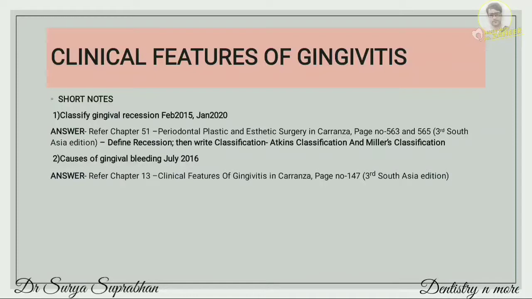Now coming to causes of gingival bleeding. You can find this in the chapter Clinical Features of Gingivitis, page number 147. For gingival bleeding, it can be divided into local and systemic factors, and you have to mention the local factors and the systemic factors separately. Write 1 or 2 lines about each. And also, for your reference, there is a table in Carranza which lists out the causes of gingival bleeding.